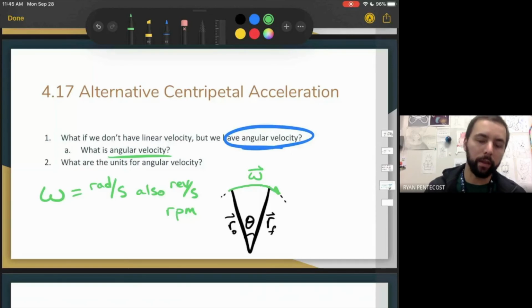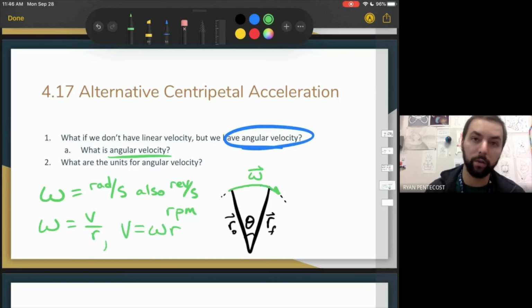So how you can find angular velocity. Angular velocity is the velocity divided by the radius, right? You're basically taking that linear speed and dividing it by the distance from the origin, and that will give you your omega. This also means that if you want to go back and forth, you could say that velocity is omega times r, right? Just solve for the other variable.